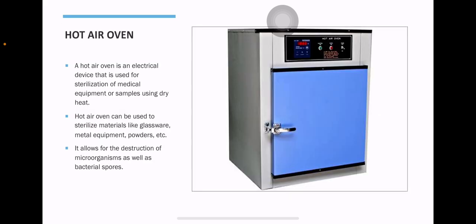Next, we have the hot air oven. So it sterilizes items using dry heat, which is great for glassware, powders, and metal instruments. So it destroys microorganisms and spores, but requires longer times than the steam. And please don't forget the biological indicator of your oven. It's your Bacillus subtilis variant niger.